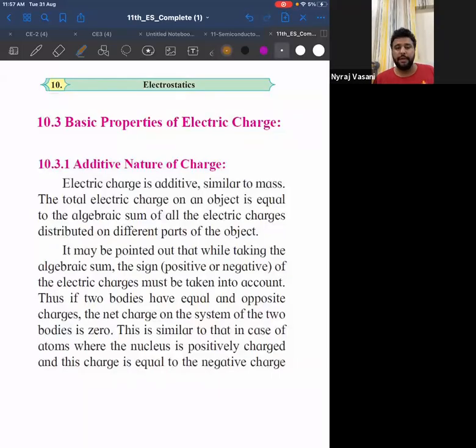Okay, so the next chapter that we are going to start is electrostatics, chapter number 10. Make a note, and now we will start. Listen to me. They're talking about charge, and they're talking about some properties of charge.